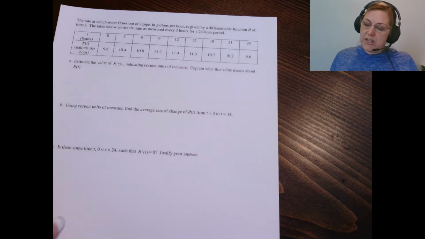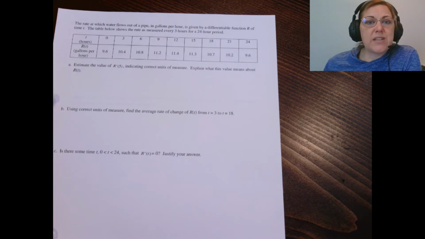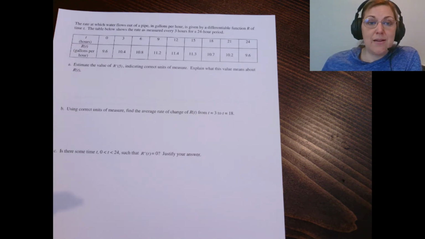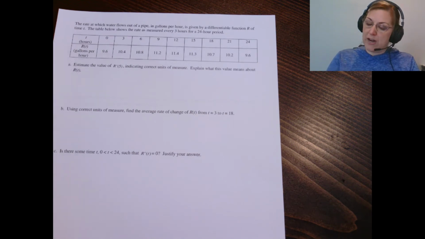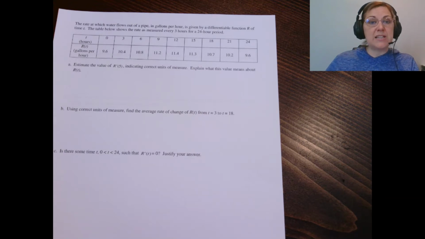Okay, so look at this problem. We're given the rate at which water flows out of a pipe. It's given as a differentiable function, and we've got the table showing us the rate every 3 hours for a 24-hour period. We're asked to estimate the value of r prime at 5 and explain what this means.